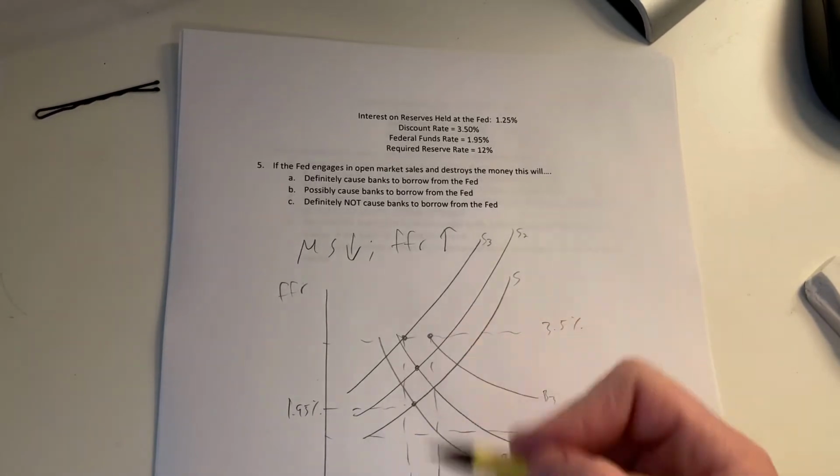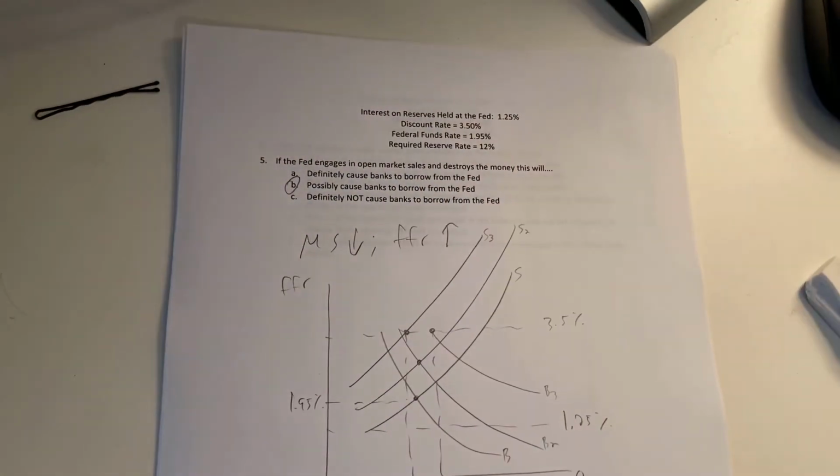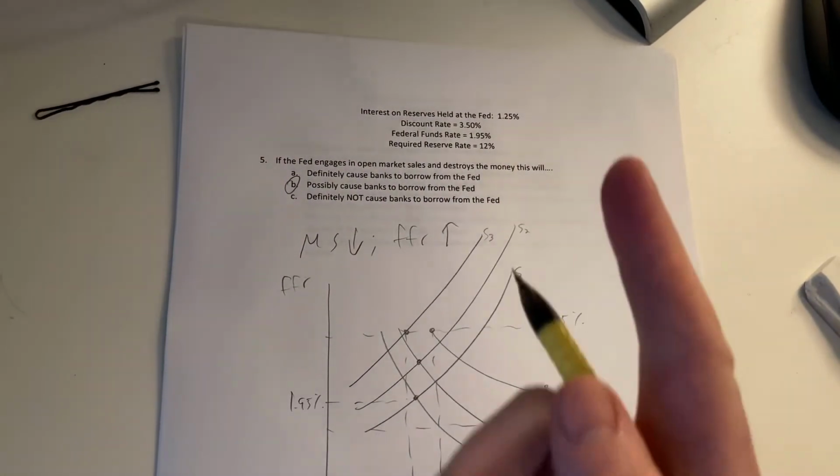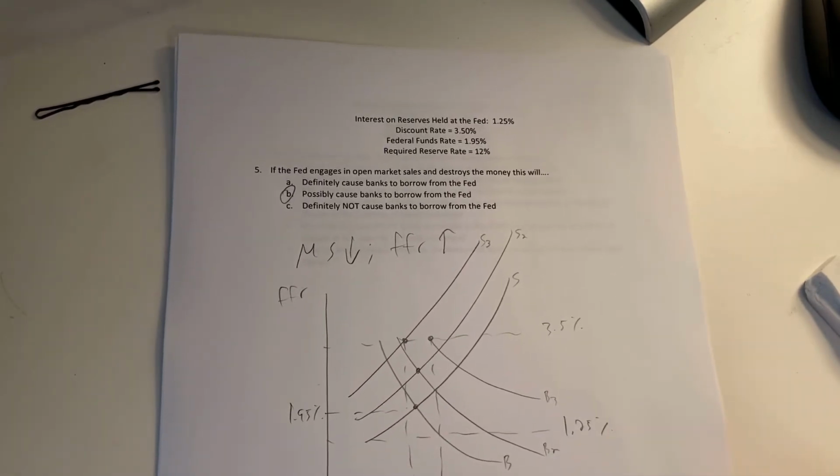So since we don't know how big these effects are, all we can say is it could possibly cause banks to borrow from the Fed. It will definitely increase the federal funds rate. We're just not sure if it would go so far as to create a binding price ceiling.